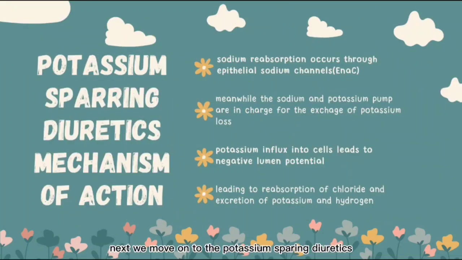Next, we'll move on to the potassium sparing diuretics mechanism of action. So firstly, sodium reabsorption occurs through the epithelial sodium channels. Meanwhile, the sodium and potassium pump are in charge of the exchange of potassium loss. So the sodium influx into the cells will lead to the negative lumen potential, and this will result in reabsorption of chloride and excretion of potassium and hydrogen.